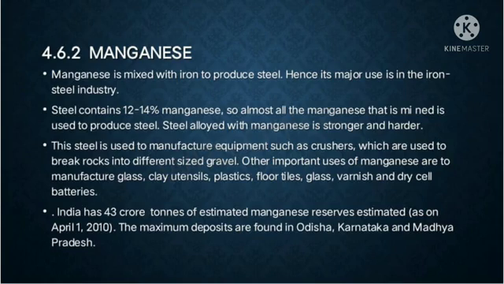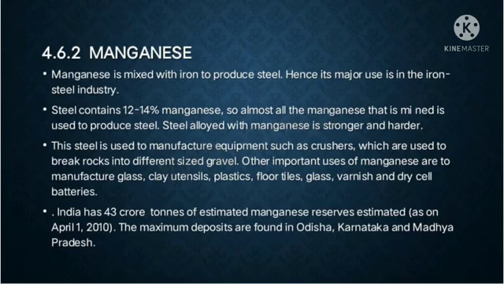Manganese. Manganese is mixed with iron to produce steel, hence its major use is in the iron steel industry. Steel contains 12 to 14% manganese, so almost all the manganese that is mined is used to produce steel. Steel alloyed with manganese is stronger and harder. This steel is used to manufacture equipment such as crushers, which are used to break rocks into different size gravel.